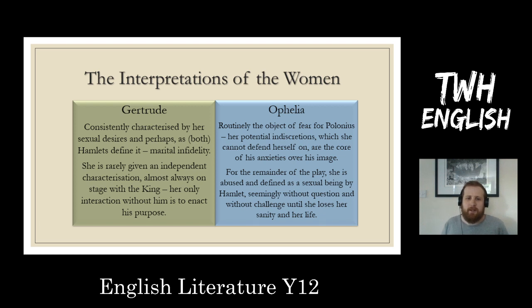Ophelia has a similar-ish role within this. She is routinely the object of fear for Polonius, obviously her potential indiscretions. She can't really defend herself on these. She is accused by both Laertes and Polonius of potentially being, quote, loose with Hamlet, and she somewhat attempts a defense to Laertes. She cannot speak back to her father, again because of the structural dynamics between women and men at the time, and therefore we have this figure of a repressed woman already there.